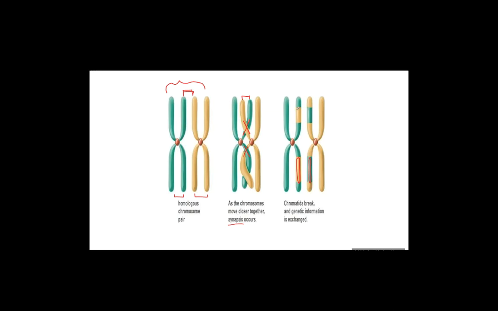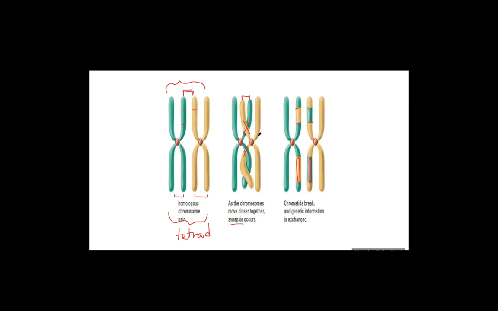So there is some gene in this location, and in this location, and those genes can be exchanged. Each pair of chromosomes forms a tetrad. We call this a tetrad because there are four chromatids, a group of four chromatids, and then non-sister chromatids exchange DNA segments in a process called crossing over.